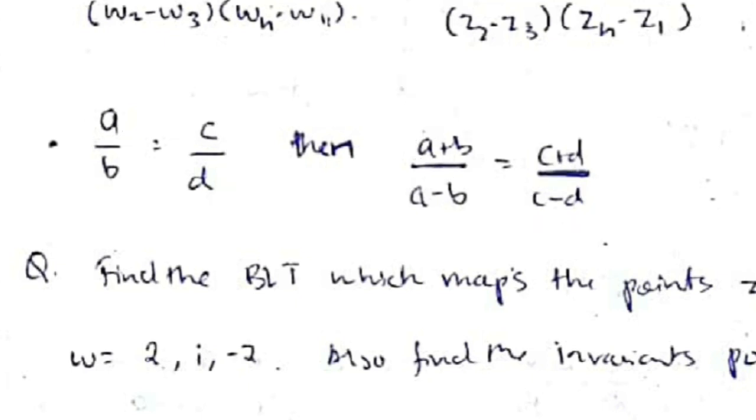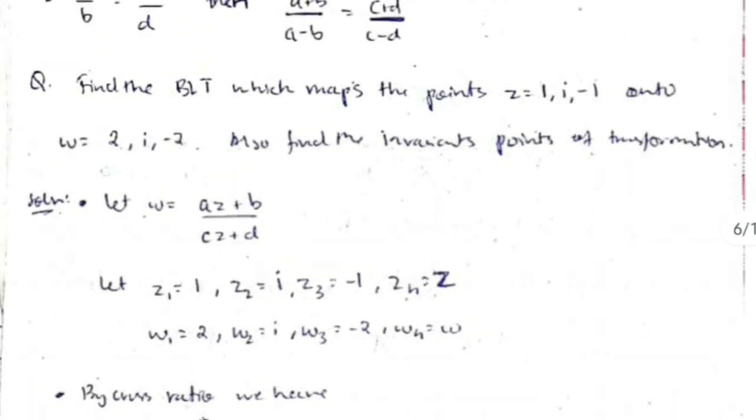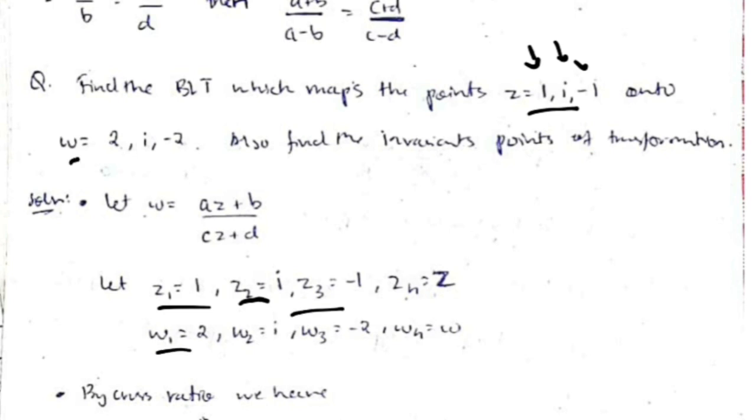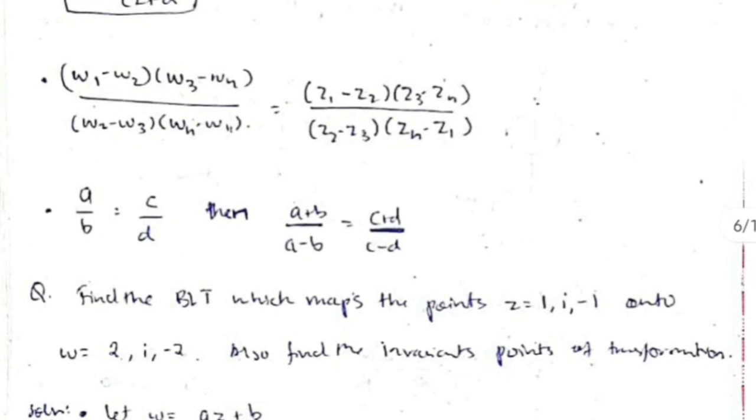So let's solve a question to make things more clear. Initially, we'll be given three points: z is equal to z1, z2 and z3. So we'll be writing the z1 value, z2 value and z3 value. Similarly, the w values will also be given. So w1 is equal to 2, w2 is equal to i, w3 is equal to 2. The last values of z and w will be taken as z4 is equal to z and w4 is equal to w. After that, we have to apply this formula.